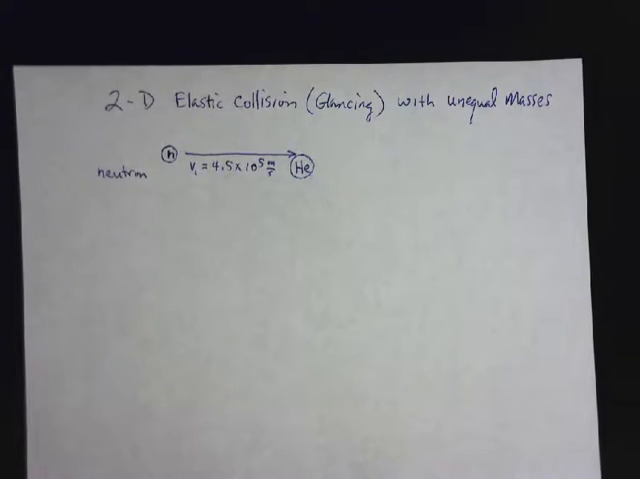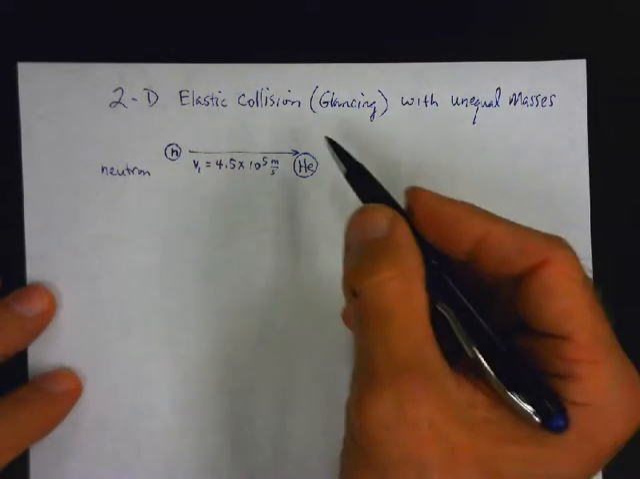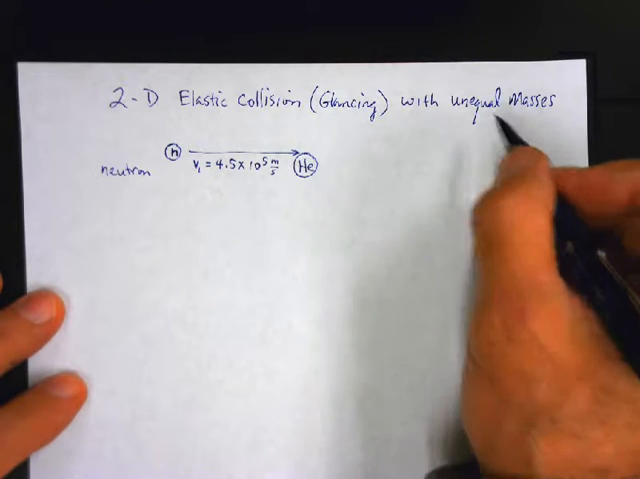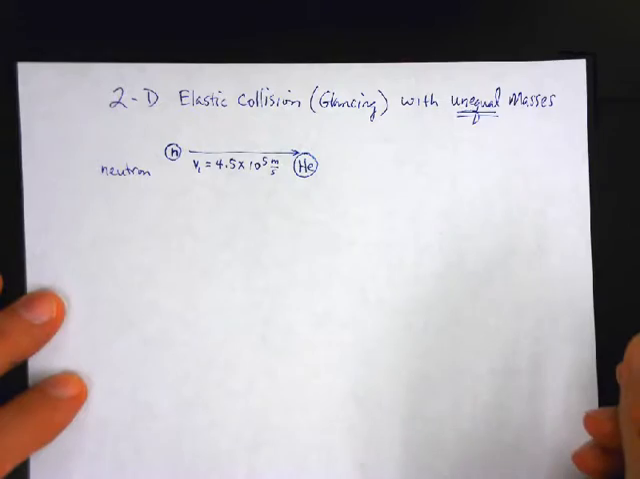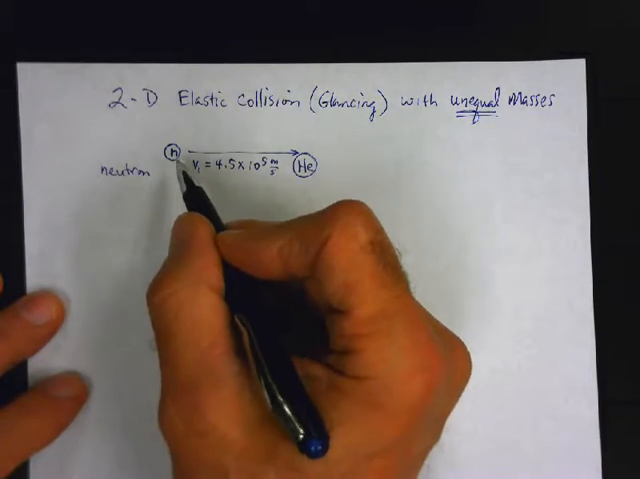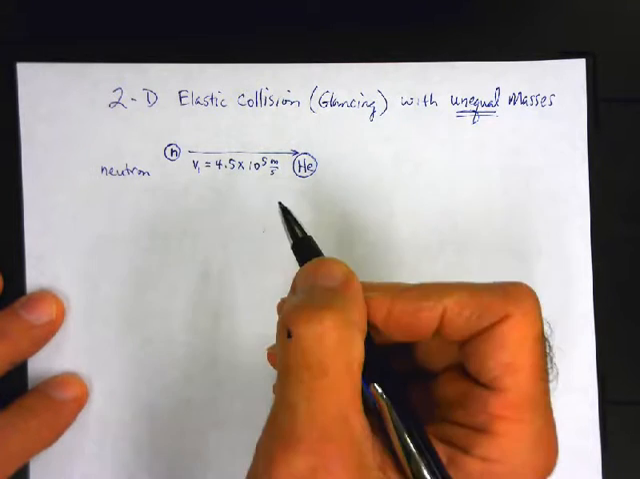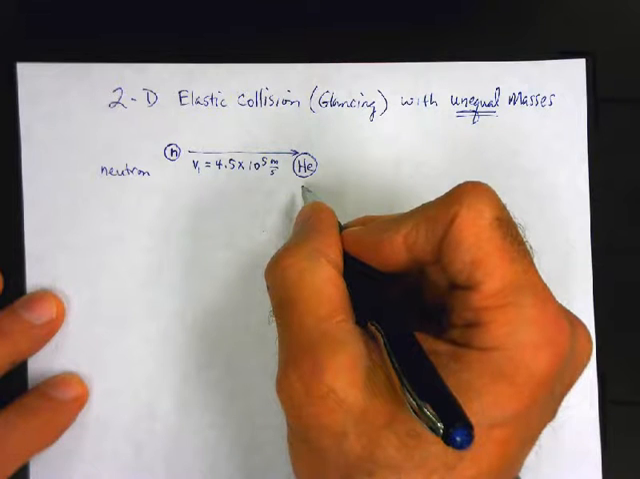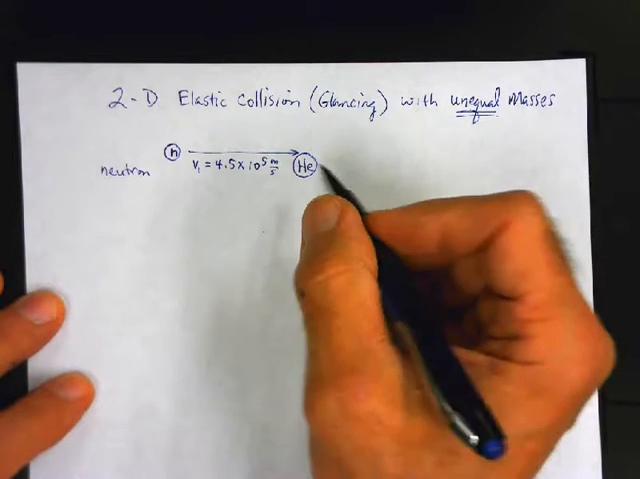Here's a very difficult type of problem. It's a two-dimensional elastic collision, or a glancing collision. And the thing that makes it difficult is it also has unequal masses. So here we have a neutron moving at a very fast rate to the right at 4.5 times 10 to the 5th meters per second. And it hits a helium nucleus, which is 4 times more massive than the neutron.